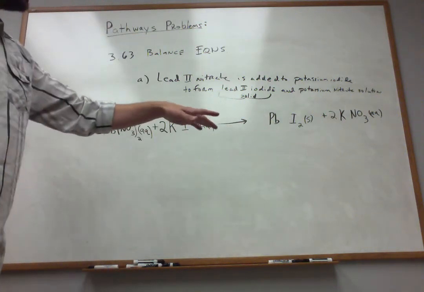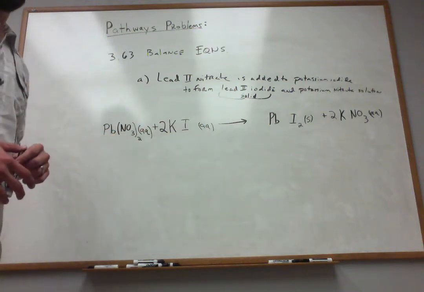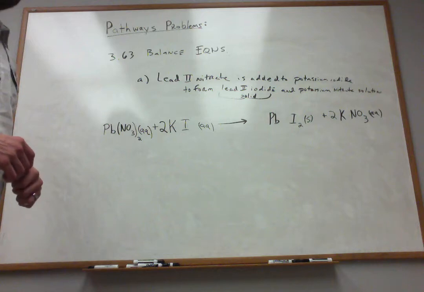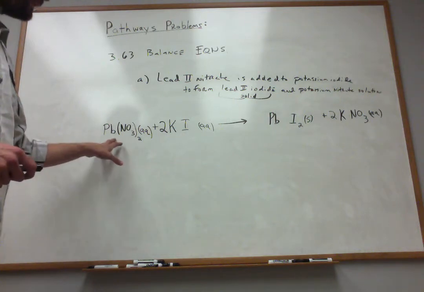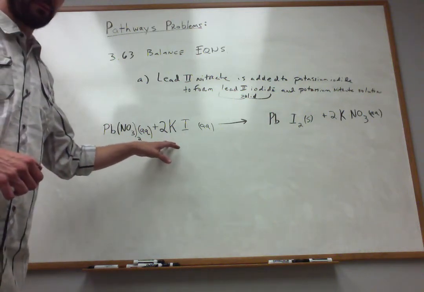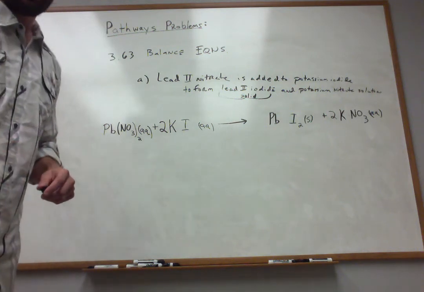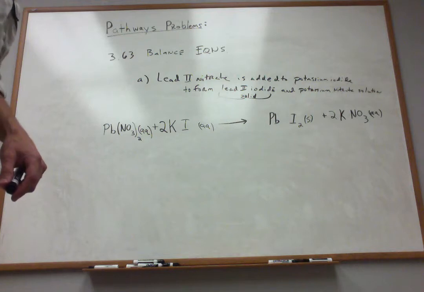2 nitrate, 2 nitrate. Lo and behold, my double displacement reaction now has been brought into mass balance. I've written the correct formulas, and I've brought it into mass balance in a way that works now. So this is an example for this type of problem.